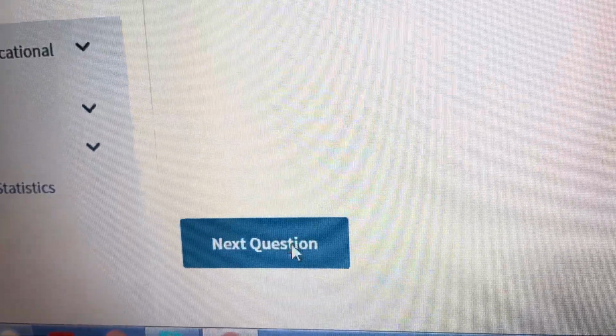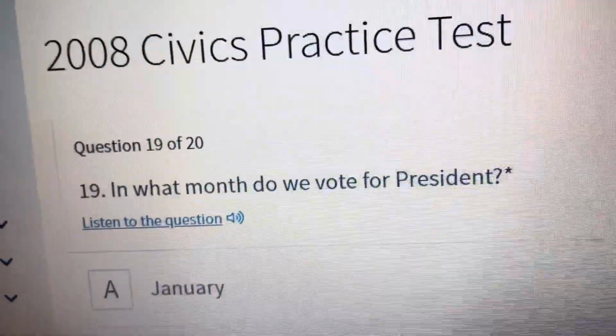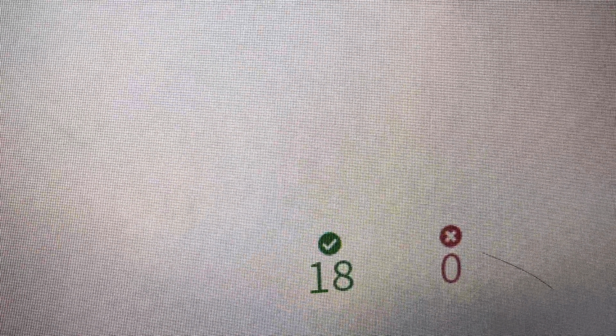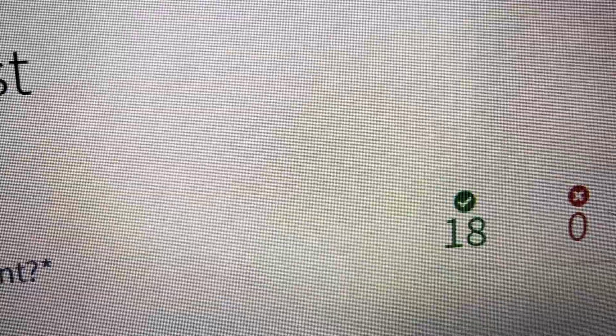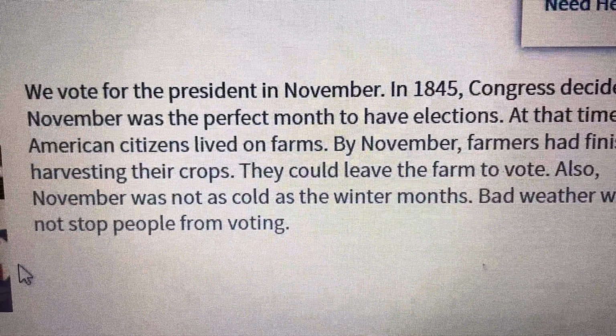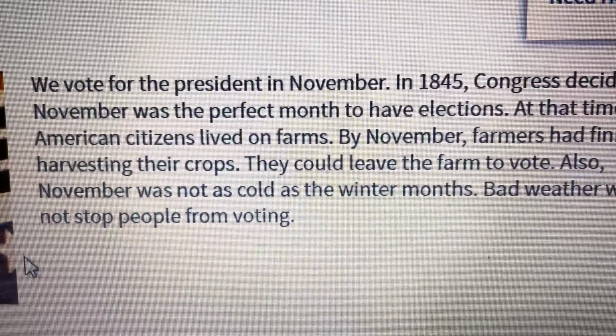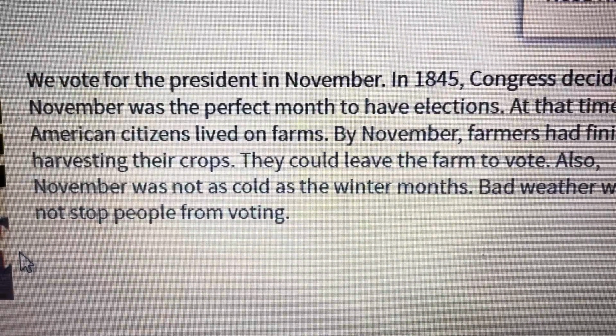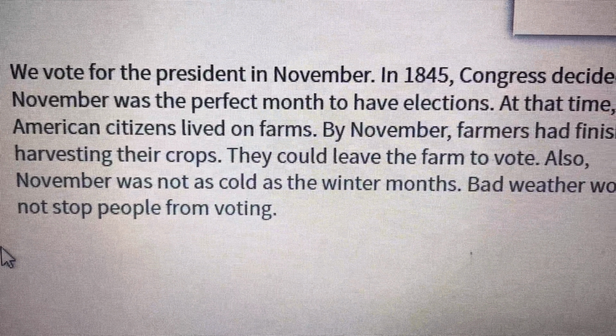Next question. Number 19. In what month do we vote for president? So as I have known, it was November, because I remember that voting. Me and my husband go to the voting station. We vote for the president in November.